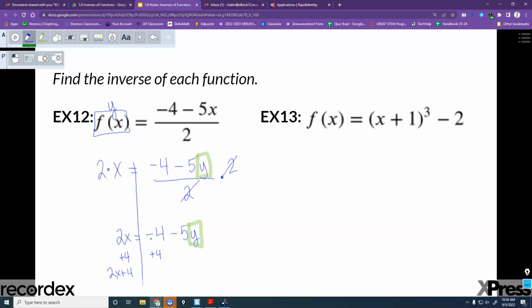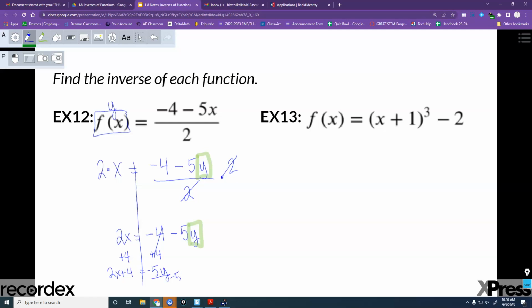You should get another equation at the end. You won't get a number, right? If you get a number, you probably did something wrong. All right, so this equals -5y. Elijah, what's the last thing I would do? Okay, good. I'll divide by -5.